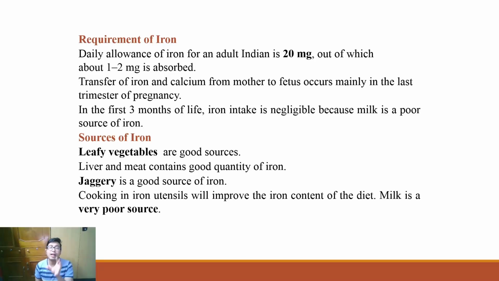As I told you in the figure itself, 20 mg is the daily allowance as per a standard Indian diet, in which a minimum of 1 to a maximum of 2 mg is absorbed. The rest is excreted as feces. Now this is important because in children the value is a bit higher. It is 30 mg in growing children, and in case of pregnancy it is 40 mg. So children 30 mg, pregnancy 40 mg.